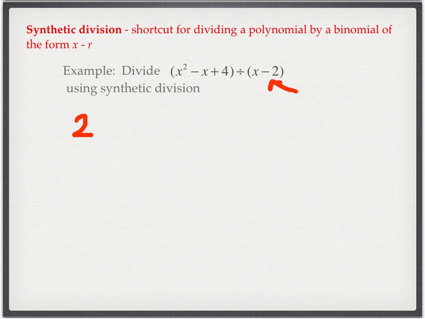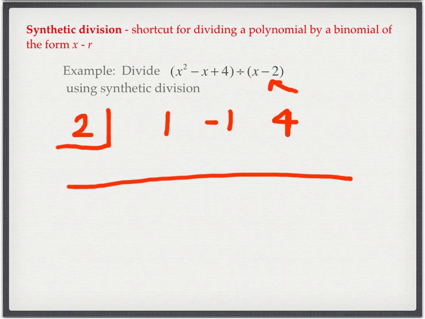And notice in this case it's actually a 2. And if it would have been x plus 2 I was dividing by, I would have put negative 2 in there. Then I simply write the coefficients down. So the coefficients are the numbers that are in front of the variables. So for x squared it's just a 1. For negative x, I have to think of that as negative 1, and then I do put that constant in there, which is a 4. And then I draw a line like this. I bring this first number straight down here like that, and then I go to town.